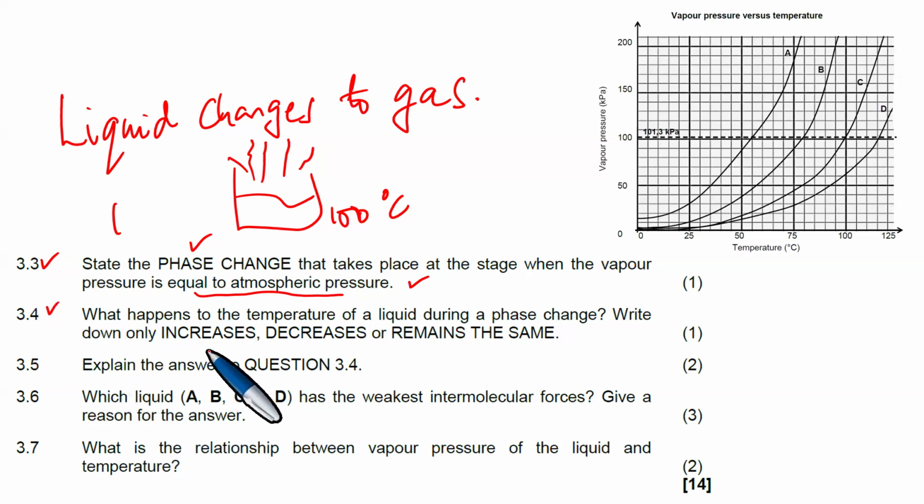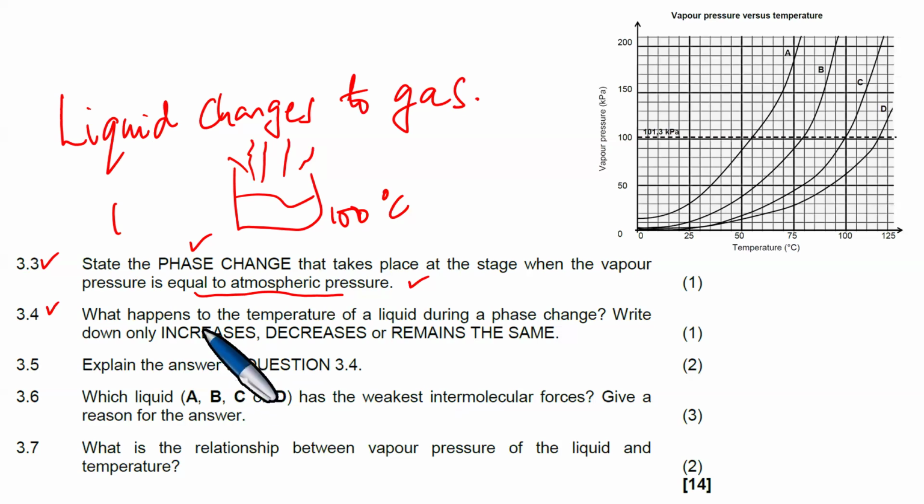What happens to the temperature of a liquid during a phase change? Does it only increase, decrease, or remain the same? What happens to the temperature of a liquid during a phase change? Like in water, when the water changes to gas, what happens to the temperature of a liquid during a phase change? I know it's a bit tricky, this one.